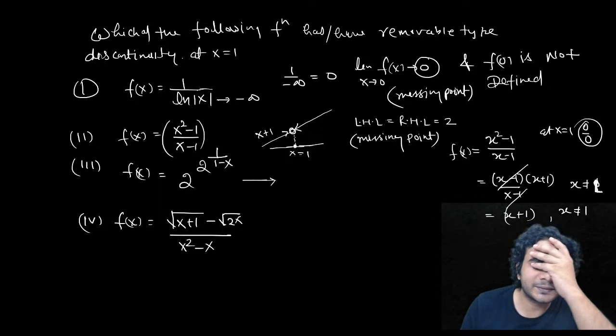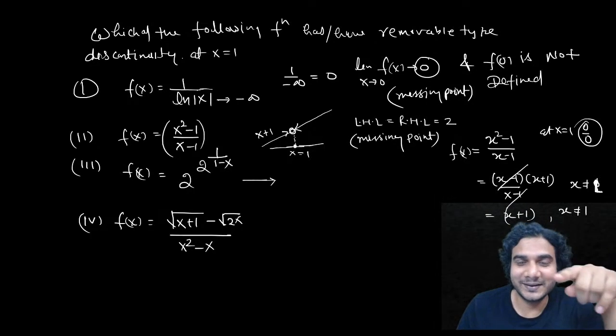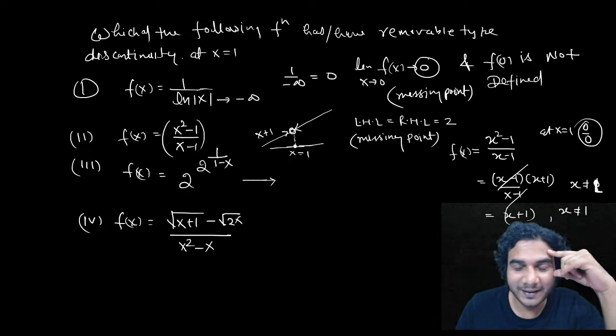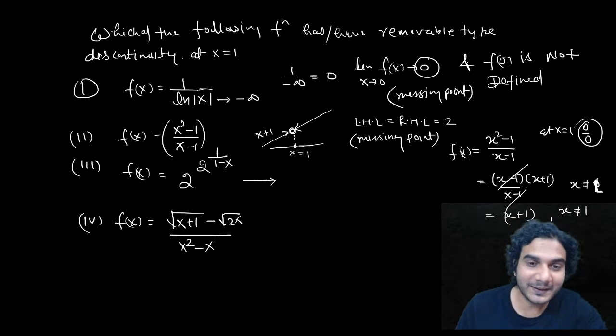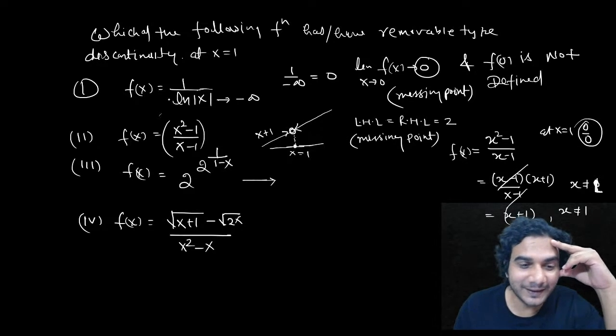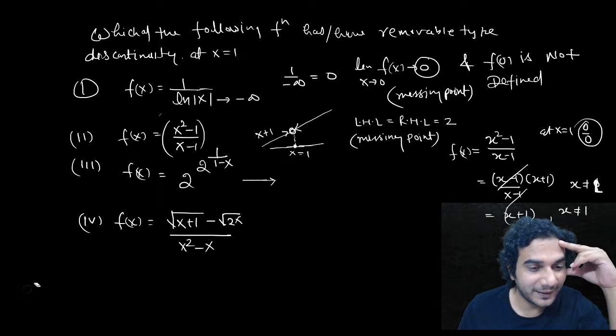Oh, what am I doing? Okay, so here I was talking at x is equal to 0. Now, because we need to check at x is equal to 1, again there's a twist. At x is equal to 1, the story will be different.